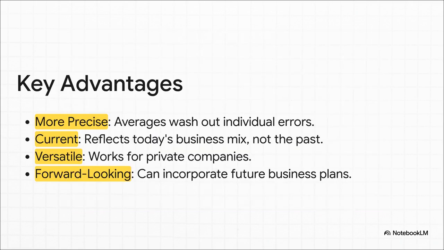So precision is the #1 advantage, for sure. But the benefits don't stop there. This bottom-up beta reflects what the company looks like today, not what it was 5 years ago. And get this, you can even use this method to find a beta for a private company that doesn't even have a stock price. It's also adaptable. If you know a company is about to make a big change, you can build a forward-looking beta that reflects that future. Try doing that with regression.